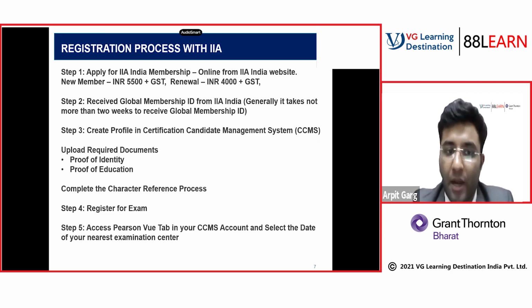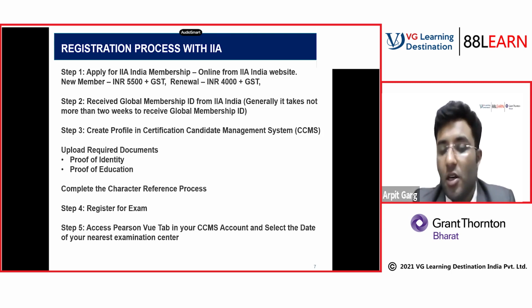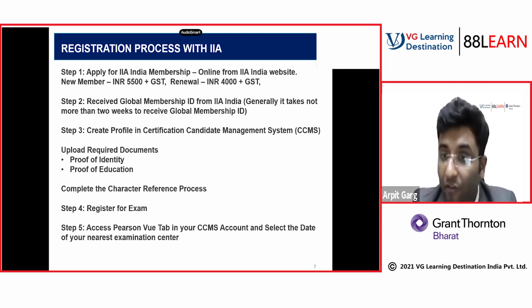Once you have the global membership ID, you have to go to your IIA account and log into your CCMS, the Certification Candidate Management System. Under that, you have to update your profile. In the profile section, you have to upload the proof of identity, which is basically your Aadhaar card or some government ID proof. You also have to upload your proof of education. For pursuing the CIA program, the minimum eligibility criterion is to be a graduate, so you must have a bachelor's degree. You can upload your documents as proof of education.